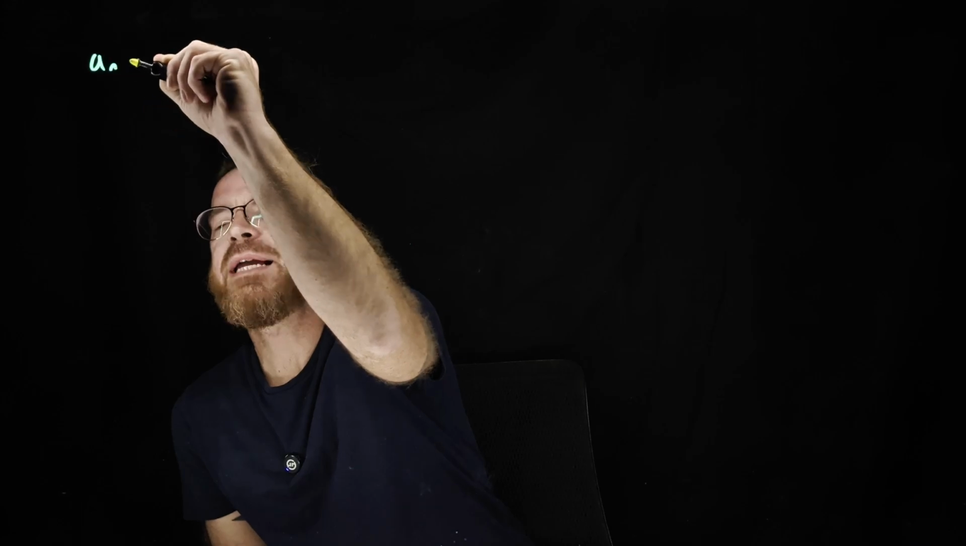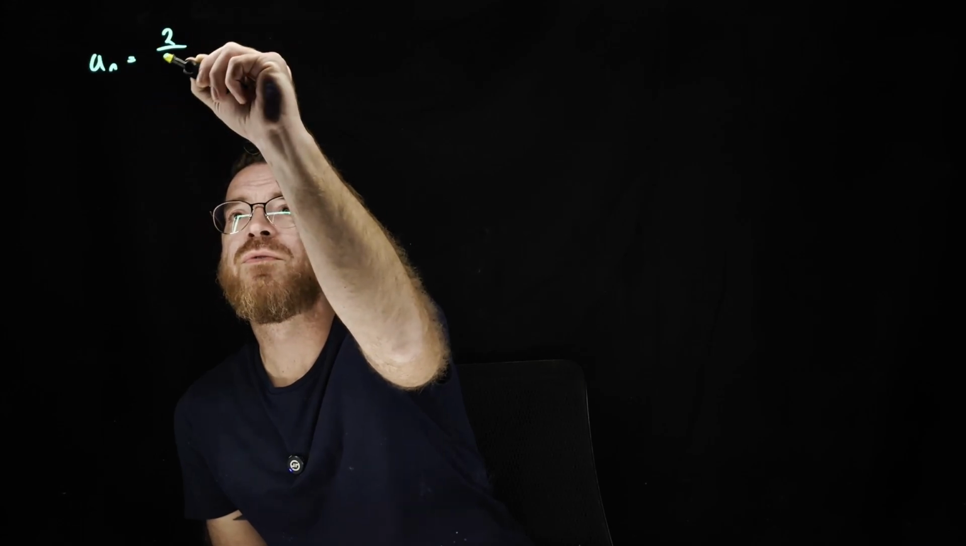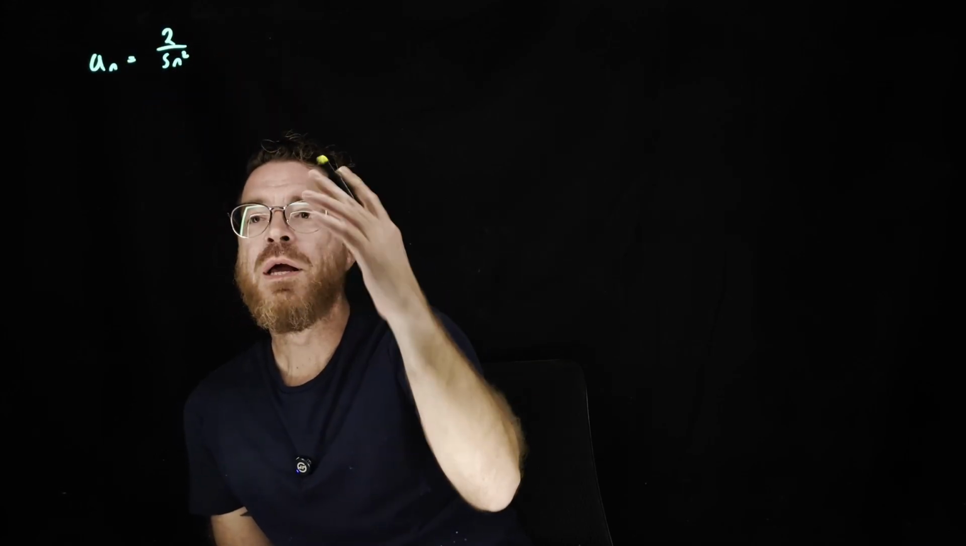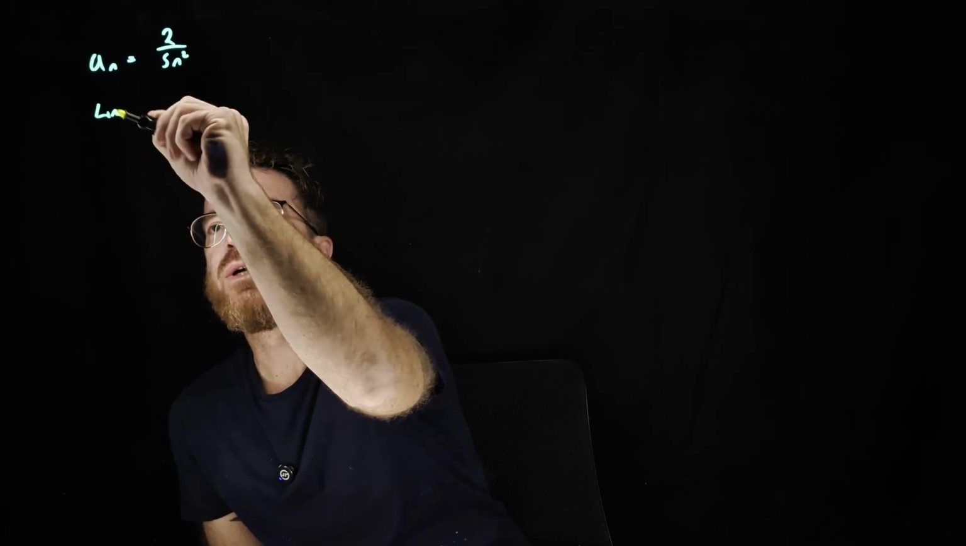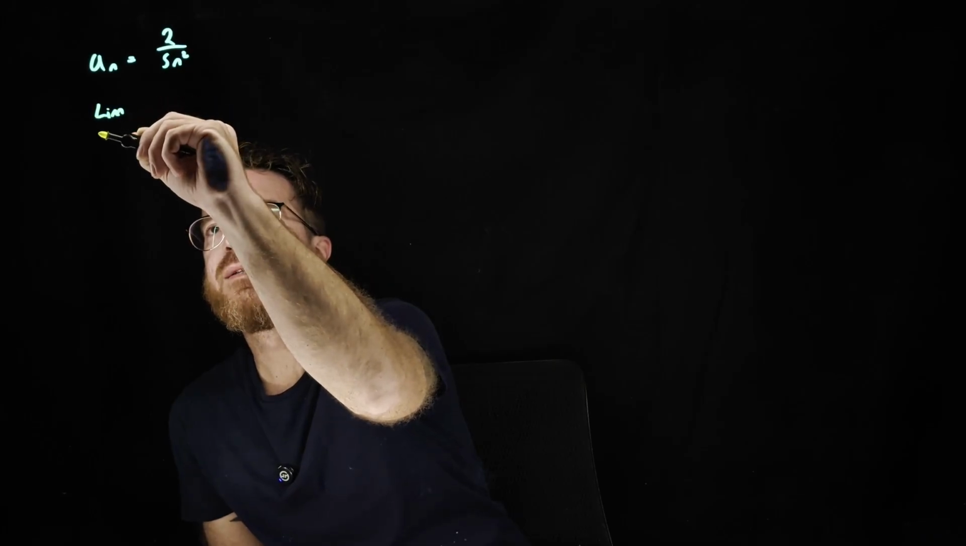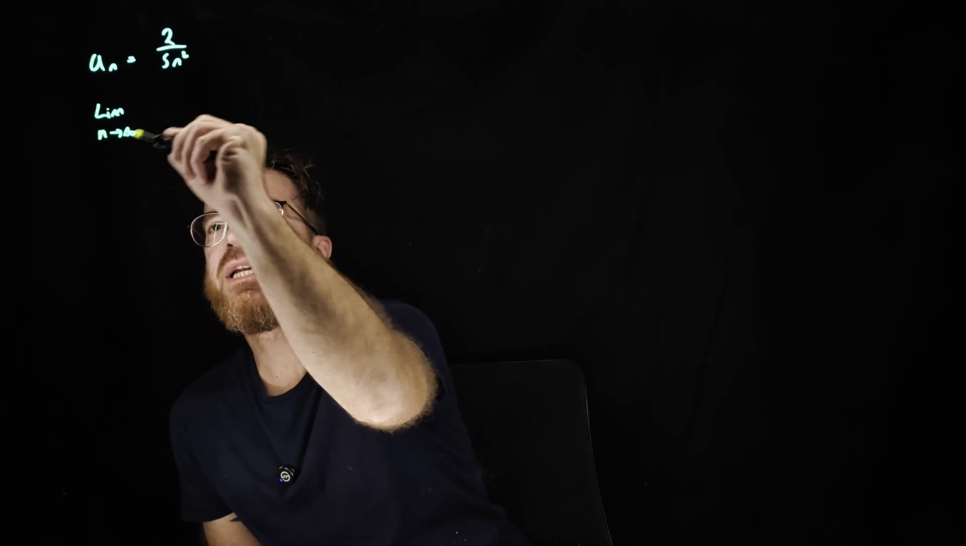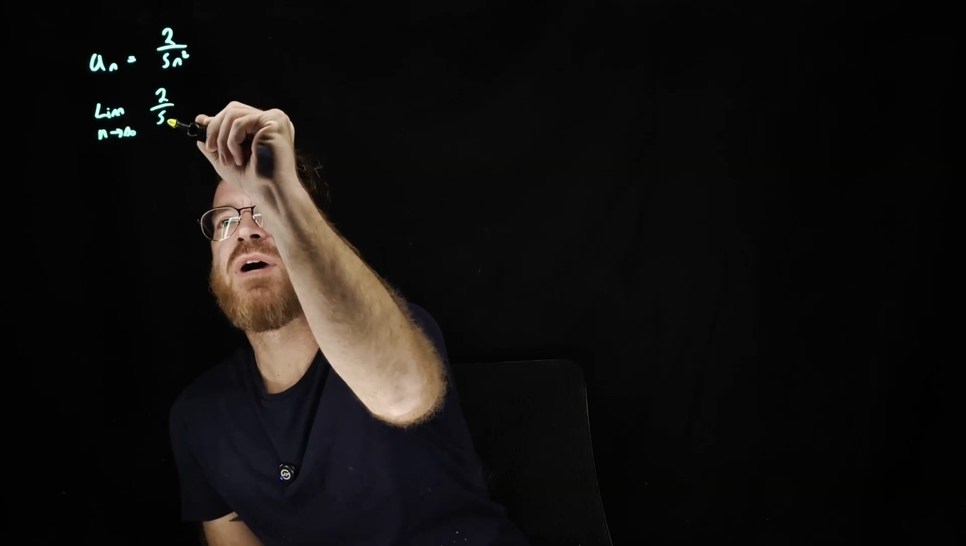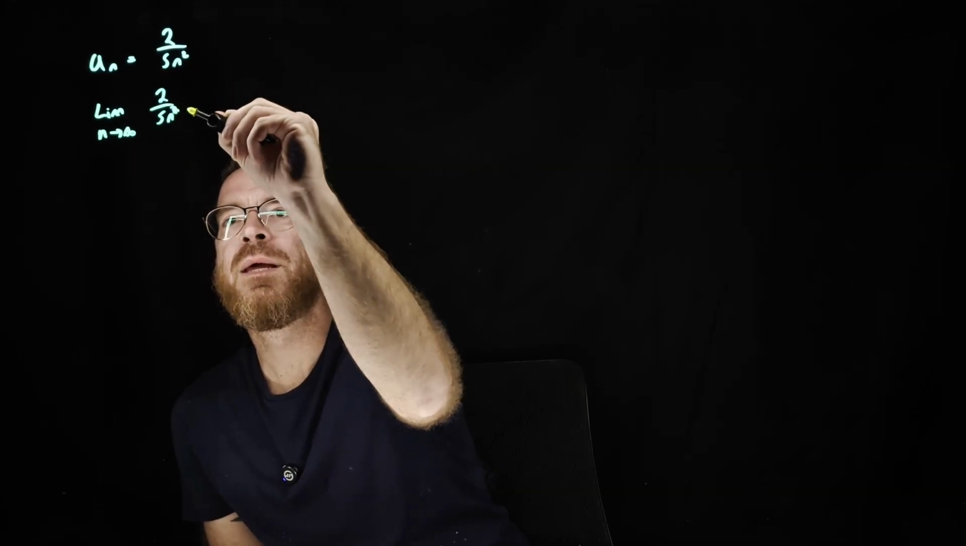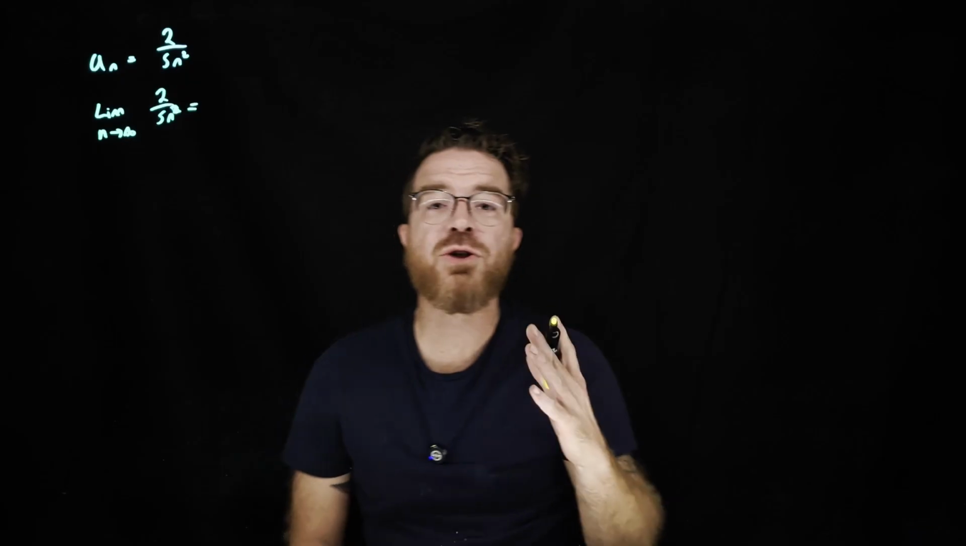For our last problem like this, we have the sequence a_n equals 2 over 5n squared. So again, we're going to set up our limit. This is going to be the limit as n goes to infinity of 2 over 5n squared. And as always, the first thing we're going to do is try plugging in.